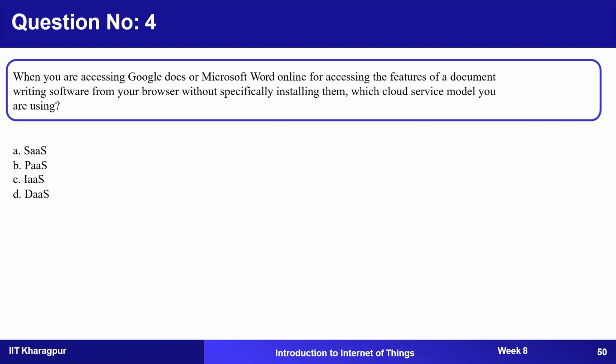I'm repeating the question. Whenever you are accessing Google Docs or Microsoft Word online for accessing the features of a document writing software from your browser without specifically installing them, which cloud service model are you using? Options are software as a service, platform as a service, infrastructure as a service, database as a service.